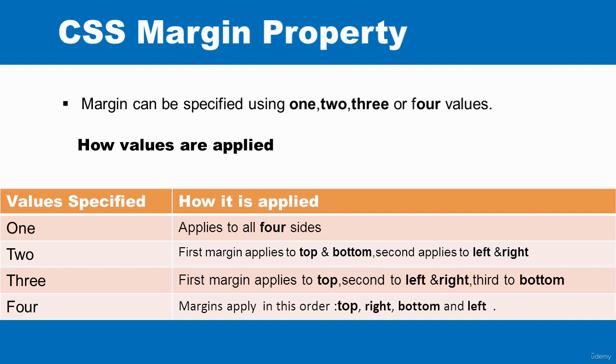When you have 4 values specified, the margins apply to the top, the right, the bottom, and the left in that order. So it's in a clockwise order. The way I tend to remember this is by using the word trouble. So if you type in the word trouble, take out the vowels, you'll be left with TRBL. So when you have 4 values specified, you need to apply it in that order: top, right, bottom, left.